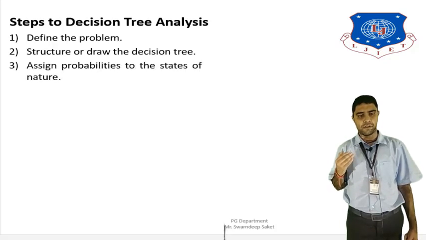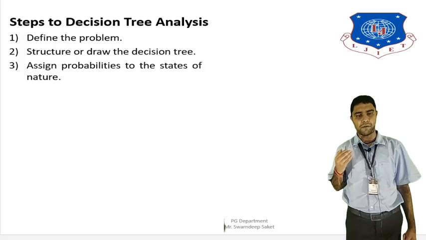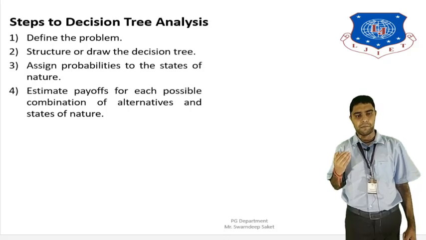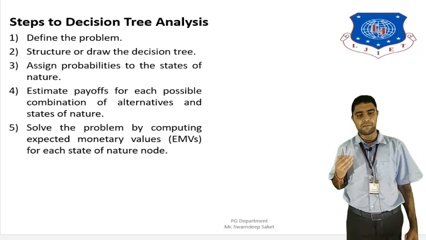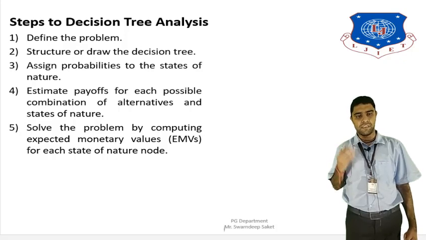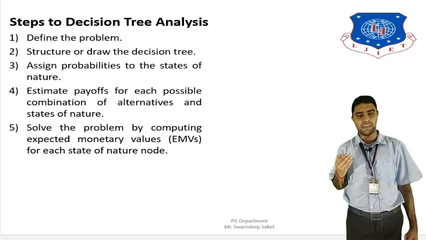Next, assign probabilities to the states of nature. So we have to assign the probability value for each state of nature, which means the future event nodes. After that, estimate payoffs. We have to calculate the payoffs in terms of profit, cost, time and distance for each possible combination. There are multiple combinations of alternatives and states of nature. Finally, solve the problem by computing the expected monetary value, that is EMV, for each state of nature node. These are the steps for decision tree analysis.